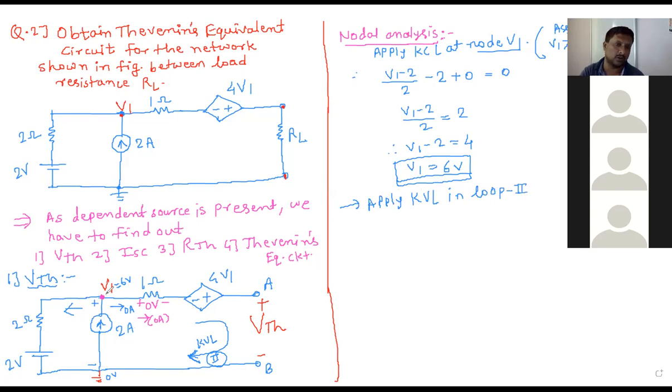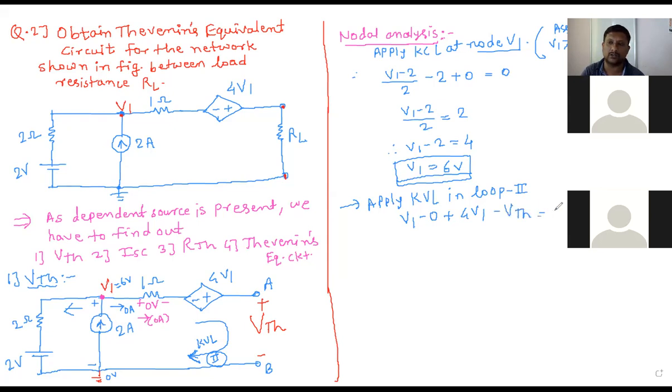0 to V1 means minus to plus, that is the 6 volt, or you can write V1 first. I will write minus to plus V1. Next plus to minus 0. Next minus to plus, so plus comes, 4 into V1. What is the value of this voltage source? 4 into V1. Next plus to minus, so minus VTH is equal to 0. So V1 plus 4V1 is 5V1 minus VTH is equal to 0. Therefore VTH is equal to 5V1.